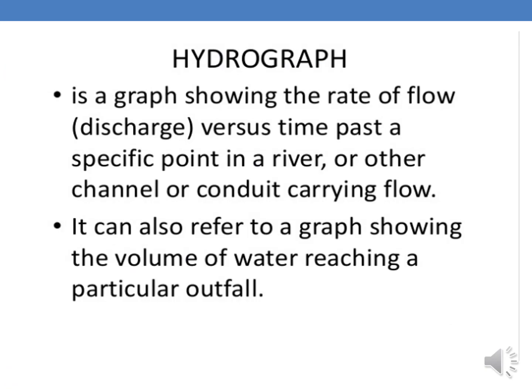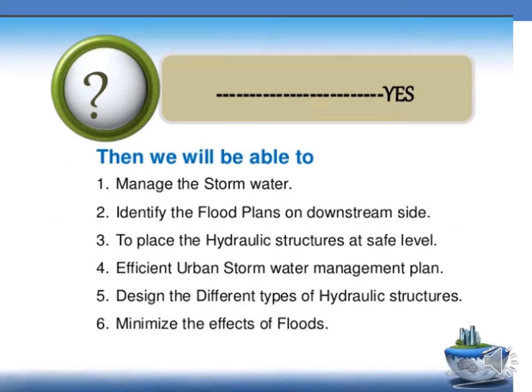Hydrograph is a graph showing the rate of flow versus time past a specific point in a river or other channel or conduit carrying flow. It can also refer to a graph showing the volume of water reaching a particular outfall.